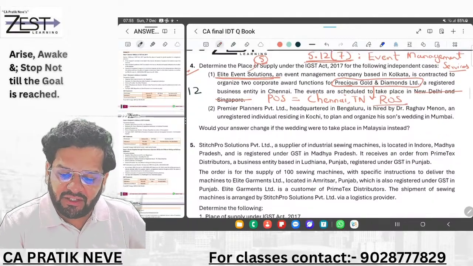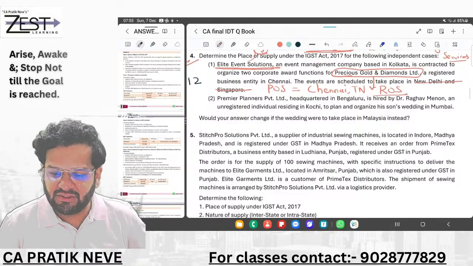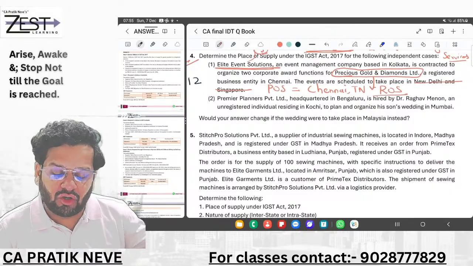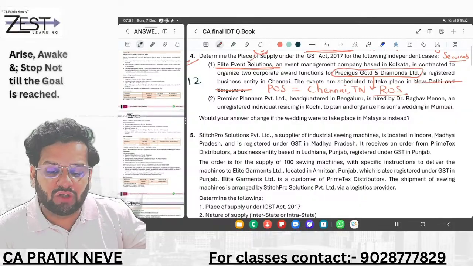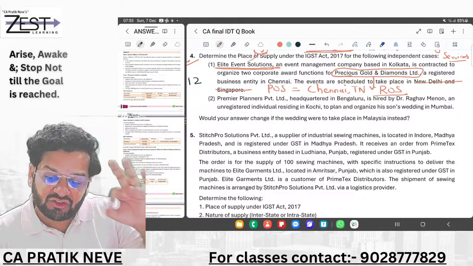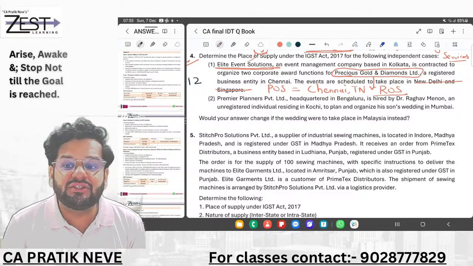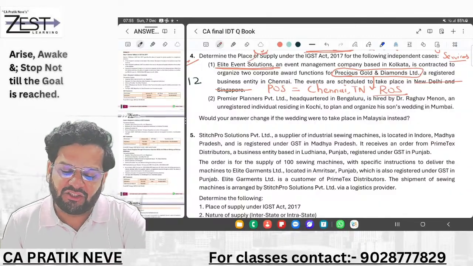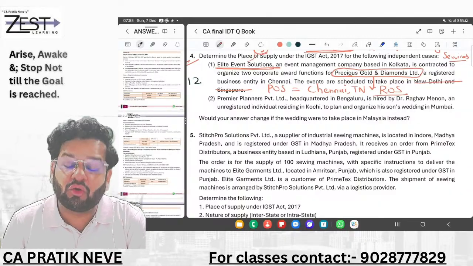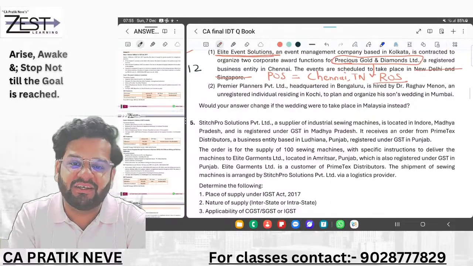So Elite Event Solutions, an event management company based in Kolkata, supplier in Kolkata, is contracted to organize two corporate award functions for Precious Golds and Diamonds Limited, a registered business entity in Chennai. So place of supply will be Chennai, the location of recipient of supply. Is it clear, Nimiji?